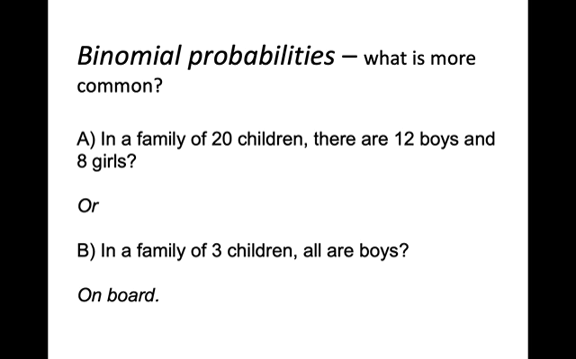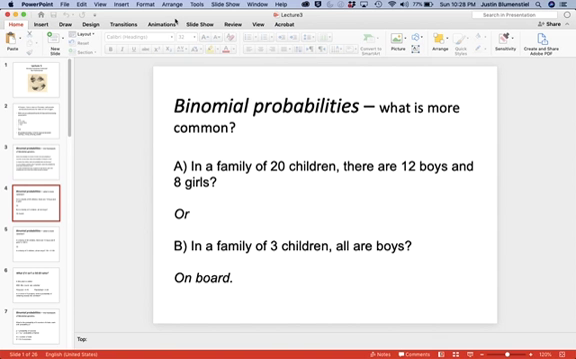Okay, now to think about binomial probabilities, we developed a framework in which we were able to figure out what these probabilities are, and it's worth thinking about what your intuition is for which one of these is more common. In a family of 20 children, would you expect it to be more common that there are 12 boys and 8 girls? Or in a family of 3 children, would you expect them all to be boys? So it's worth letting yourself think about which one you think is more likely, and then we'll go onto the board right now and actually walk through how you would do that.